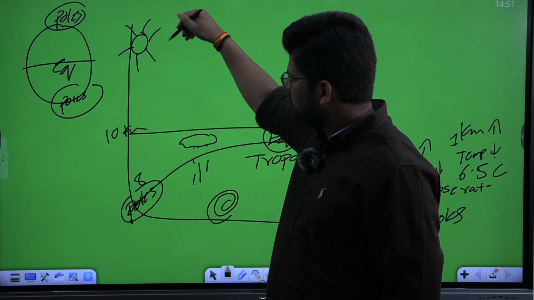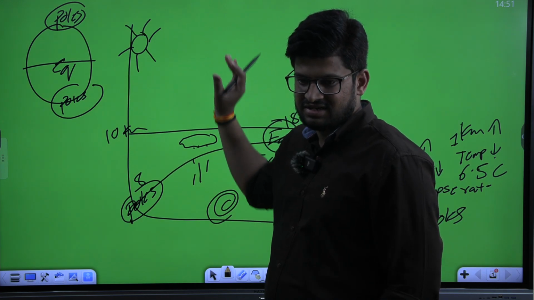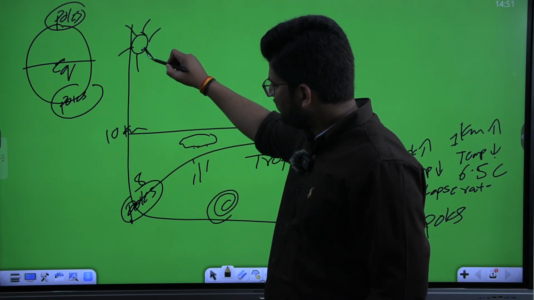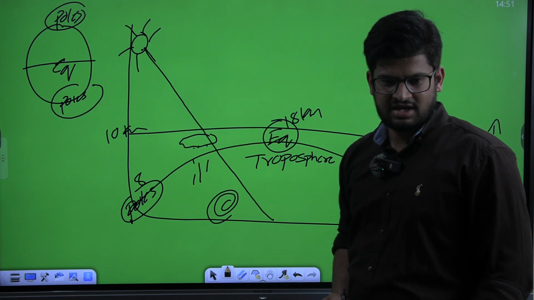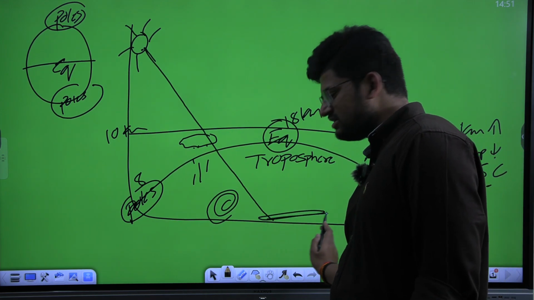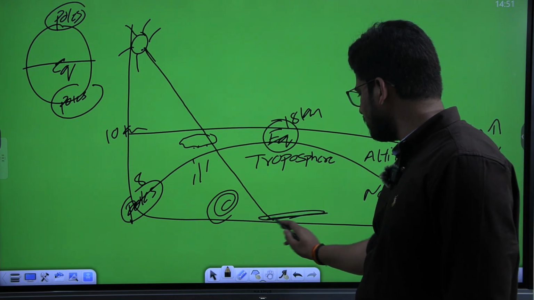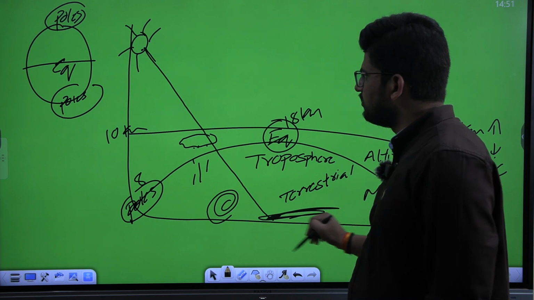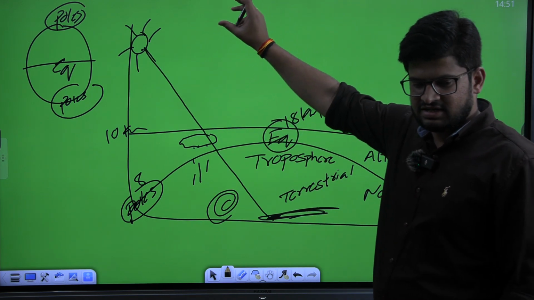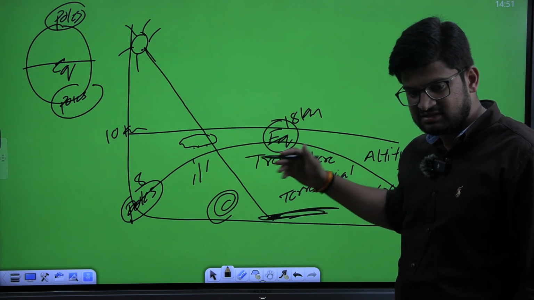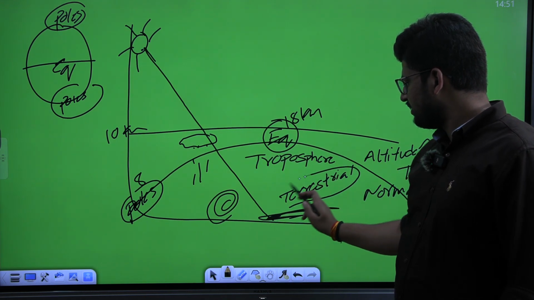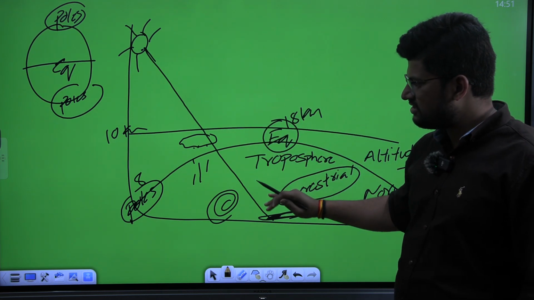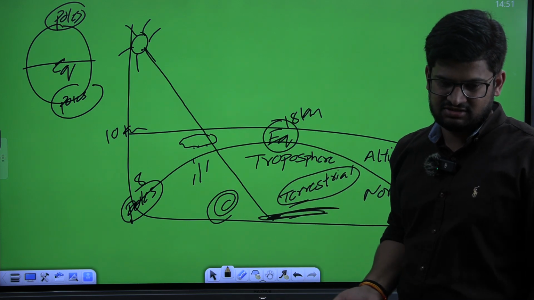The radiation coming from the sun is called insolation, and this radiation will first heat the Earth's surface. Then the Earth gets heated up and starts to radiate, and this radiation is called terrestrial radiation. This terrestrial radiation will heat the upper layers. That's the reason why in the troposphere, with increasing elevation, temperature drops.